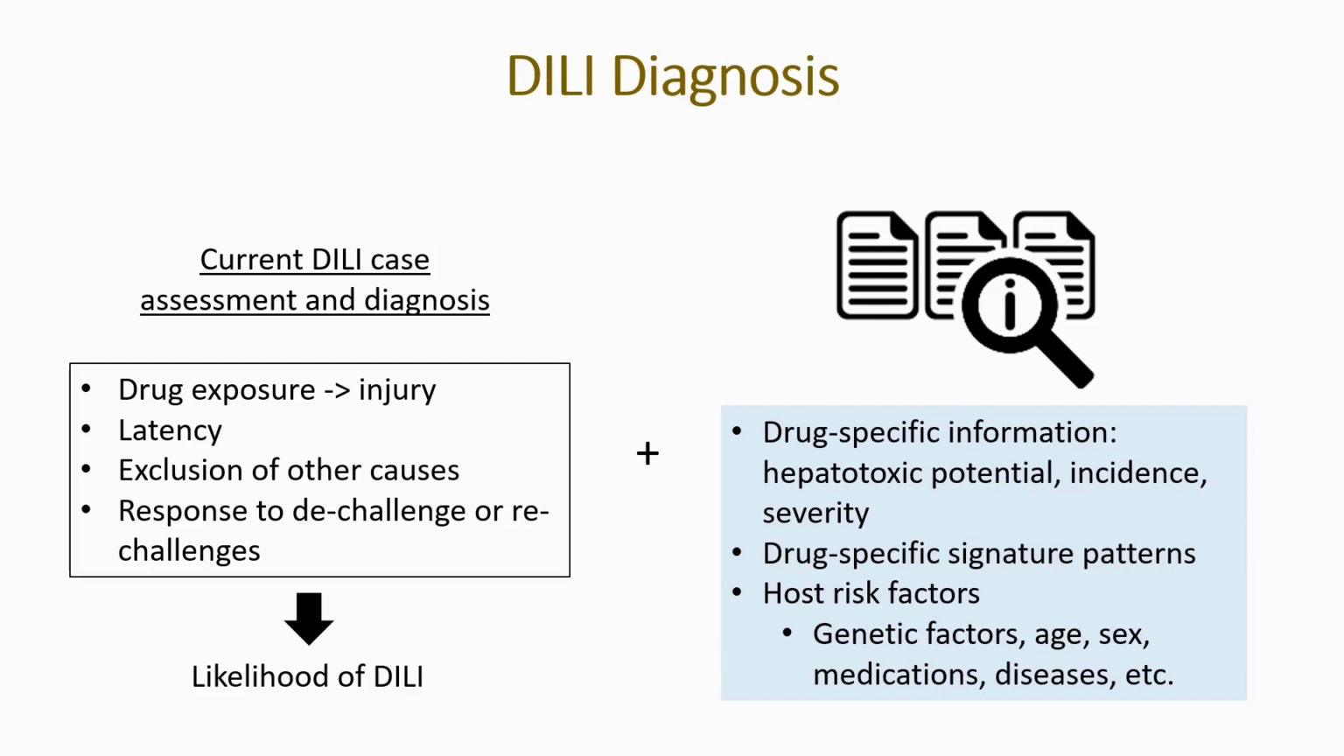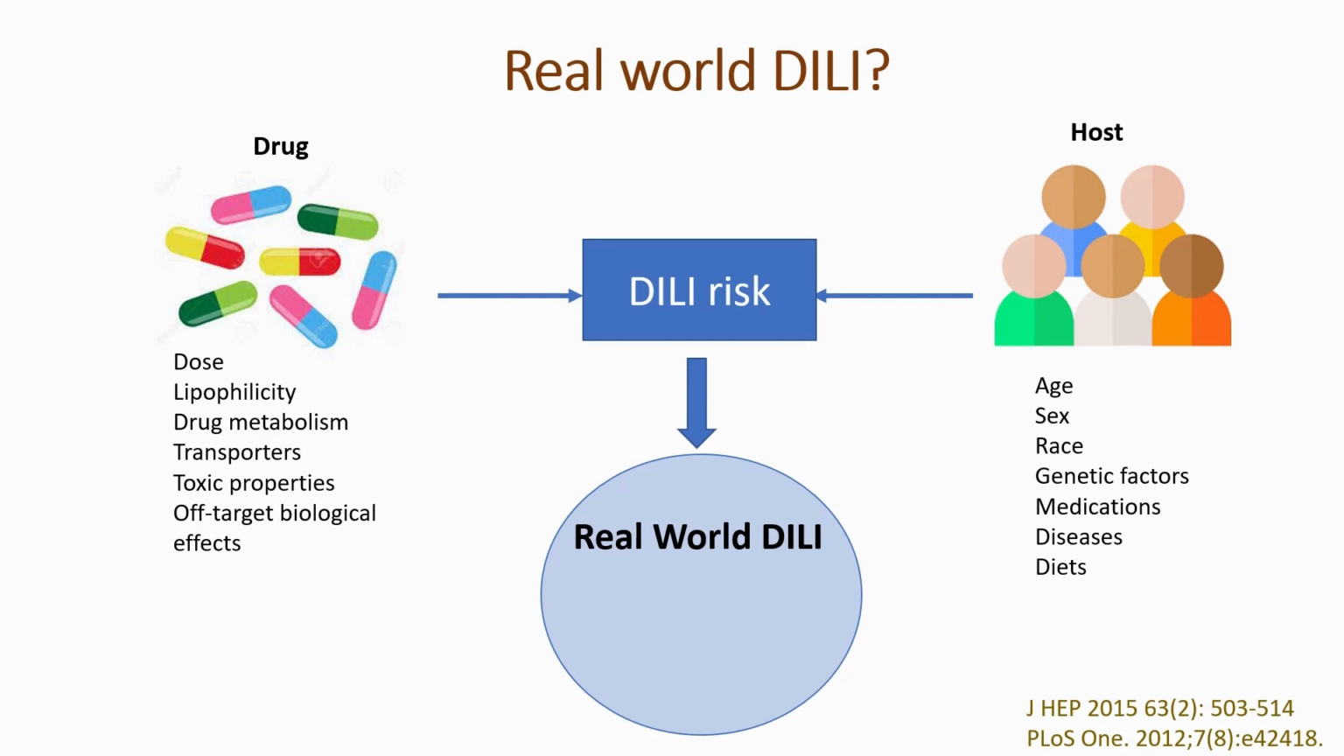I believe current DILI case assessment can be improved if we have more information, such as drug-specific information about the degree of hepatotoxic potential, measured by incidence and severity, drug-specific signature pattern, and host risk factors. Adding such information will augment our ability to more confidently determine DILI likelihood, and if it is DILI, which drug is the culprit. Both drug and host determine DILI risks.